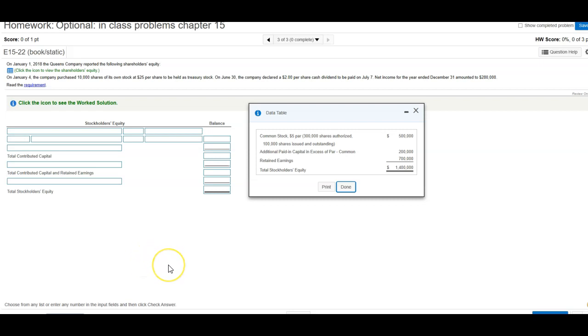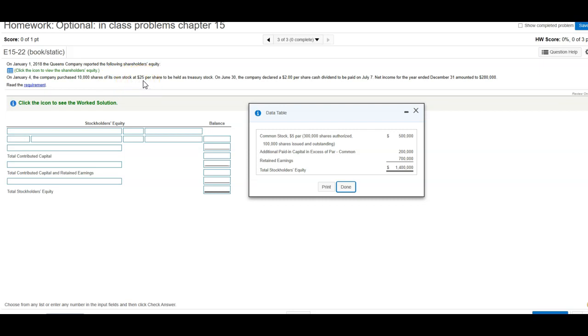In this video, we're going to take a look at what happens to the shareholder equity accounts when we have a couple different transactions. So to begin with, here's our original stockholders' equity. Notice that we don't have any treasury stock. The first thing we do on January 4th, we purchase 10,000 shares of treasury stock at $25 per share.